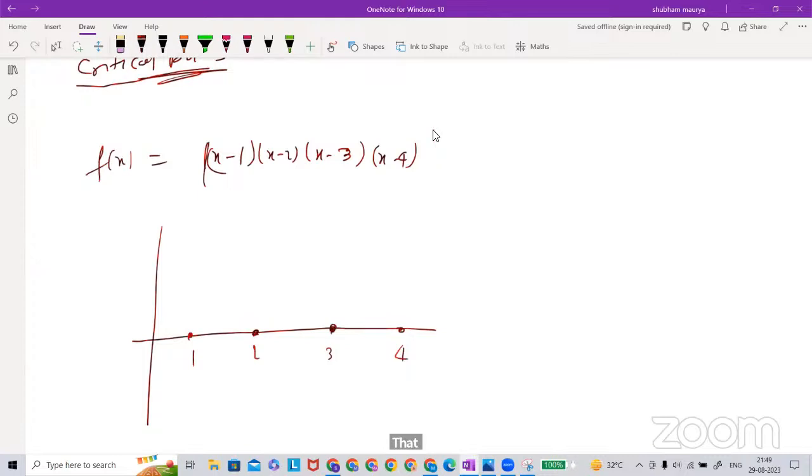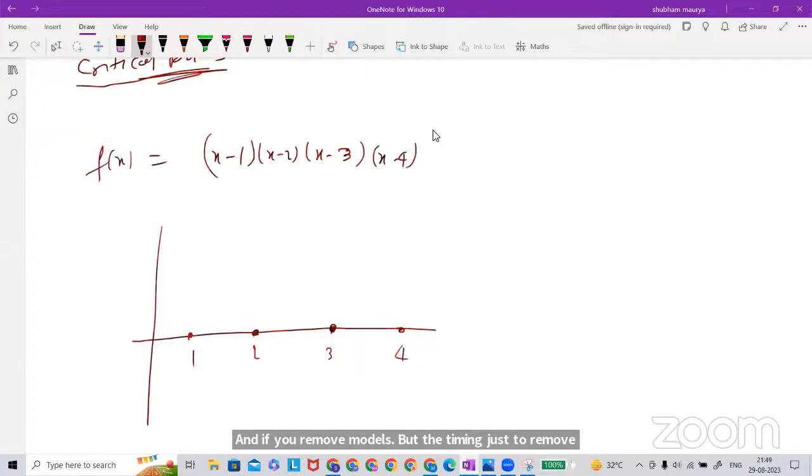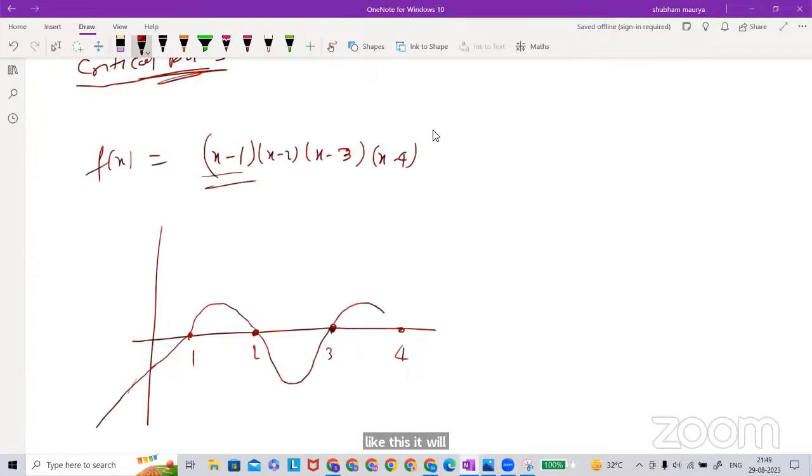And if you remove the mod also, for the time being, just remove the mod. So this is a polynomial of degree 4, correct? This is a polynomial of degree 4, and here are the roots, 1, 2, 3, 4. What is the end behavior of this one? As x tends to infinity, y tends to infinity. If it is negative, then it is like this. And at 1, it will be linear. At 2, it will be linear. So like this, it will go. Or maybe no, it will be on the opposite side, like this.